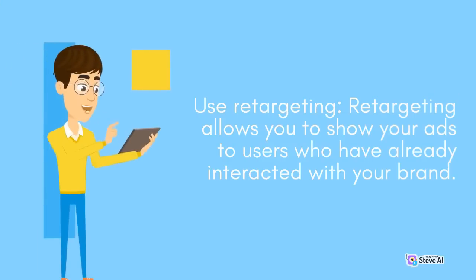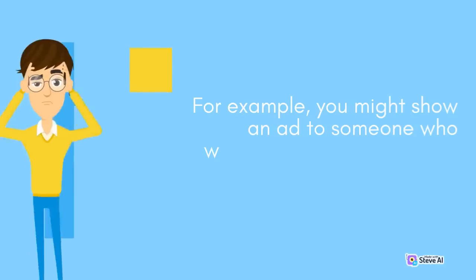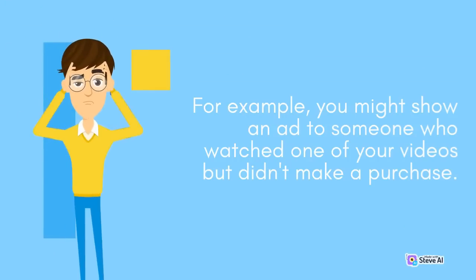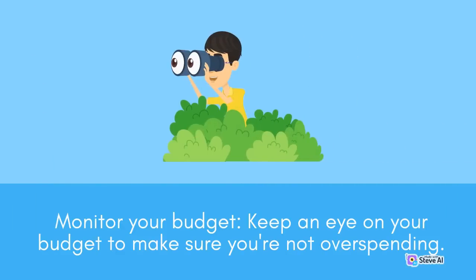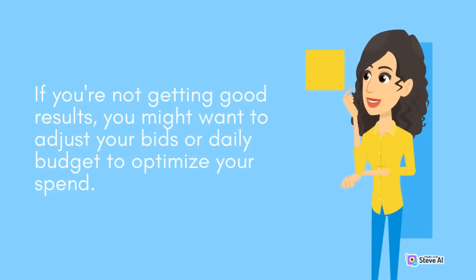Use retargeting. Retargeting allows you to show your ads to users who have already interacted with your brand. For example, you might show an ad to someone who watched one of your videos but didn't make a purchase. Monitor your budget. Keep an eye on your budget to make sure you're not overspending. If you're not getting good results, you might want to adjust your bids or daily budget to optimize your spend.